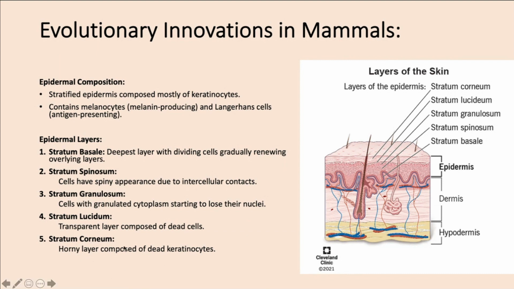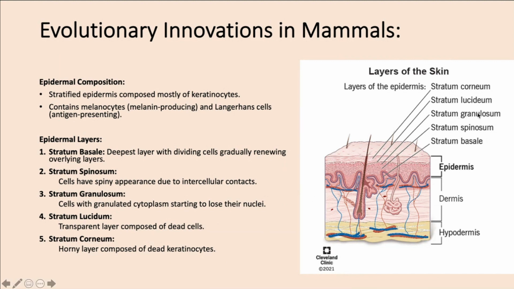So starting with the stratum corneum, you have a dead layer of cells right here at the top. These cells are specifically keratinocytes, which would basically be cells which release keratin. Then you have the stratum lucidum right here, after the corneum, and this is a transparent layer, again composed of dead cells.